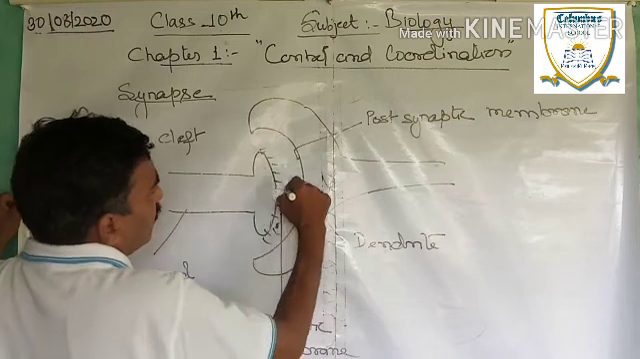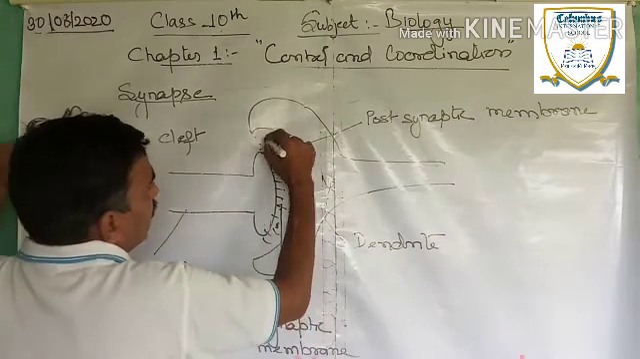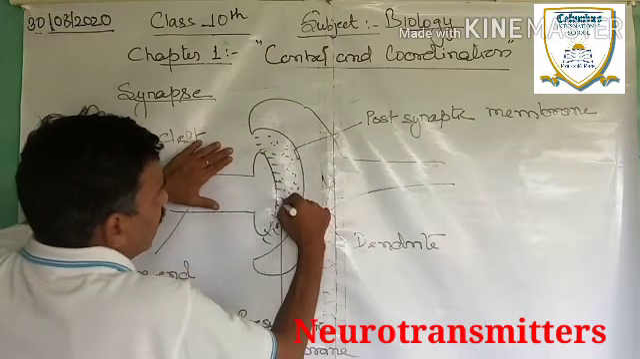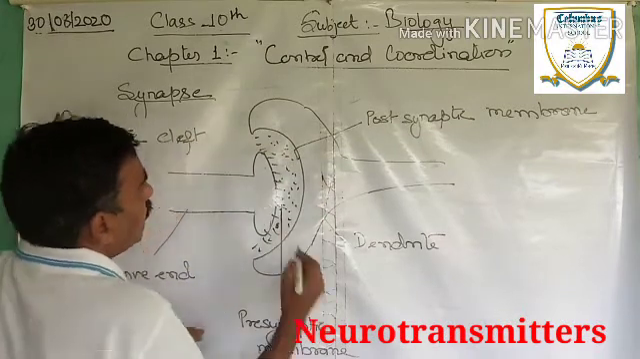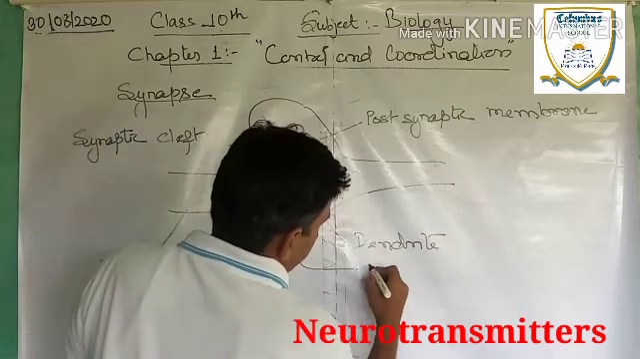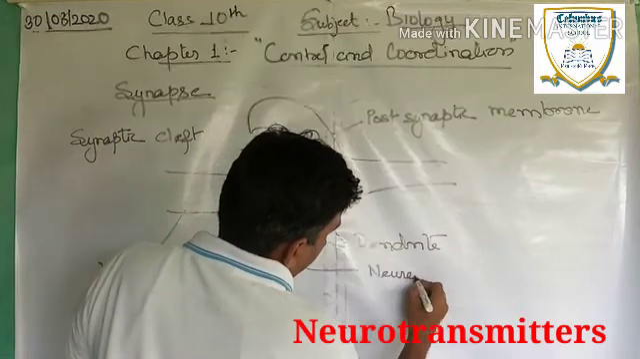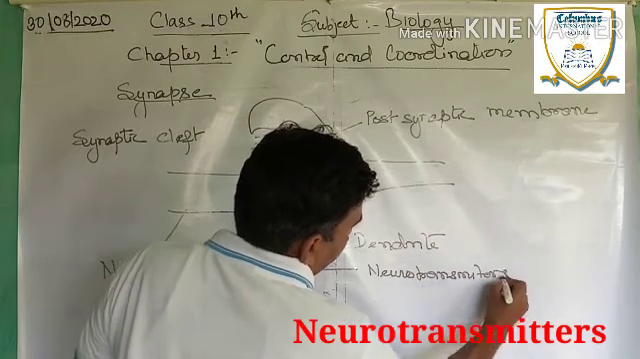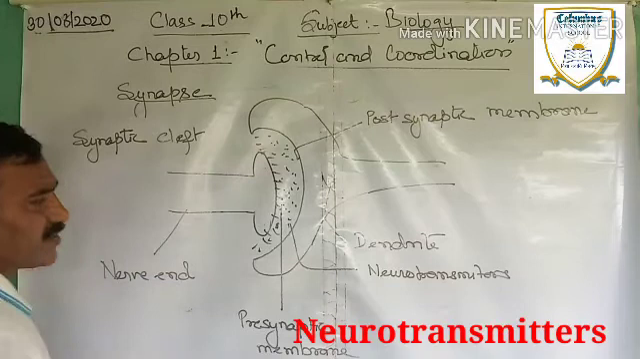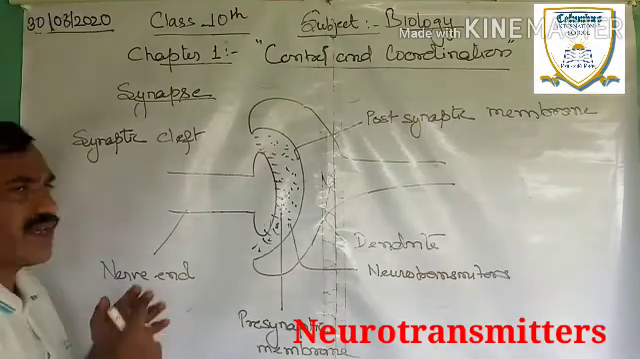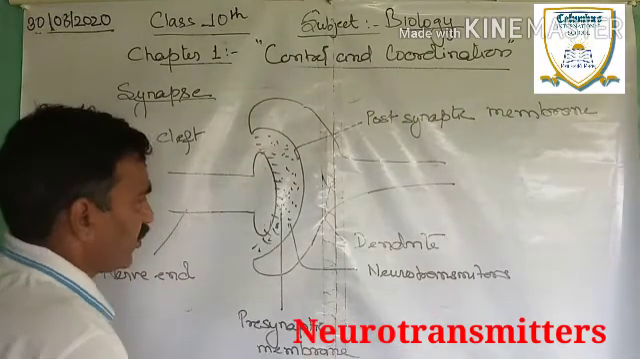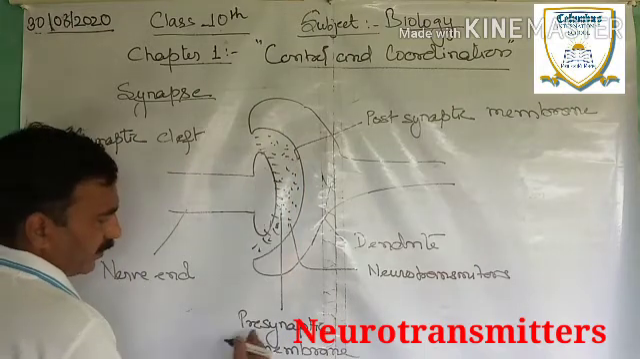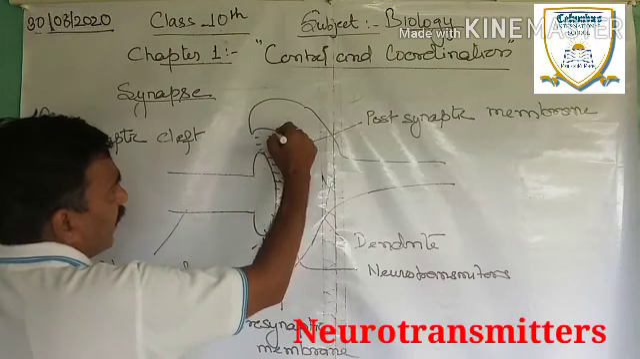Electrical impulses are released by this nerve ending, and these electrical impulses are called neurotransmitters. They are freely disposed from the end, the presynaptic membrane, in the form of electrical impulses.